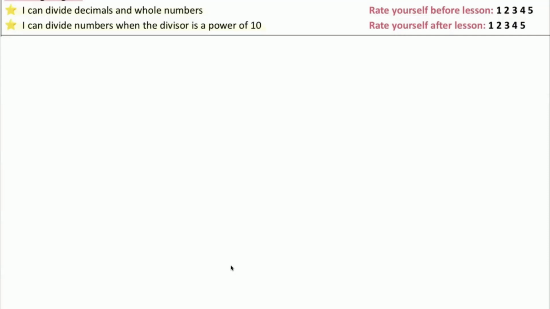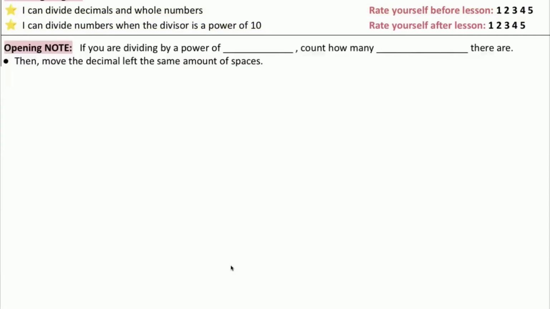You're going to rate yourself before the lesson. How confident do you feel in our learning targets? 1 is the least confident, and 5 is the most confident. At the end of the lesson today, we'll rate ourselves again to see how confident we are after we've gotten some more practice. Let's look at our opening note.